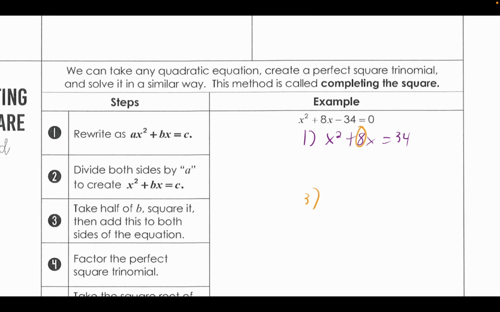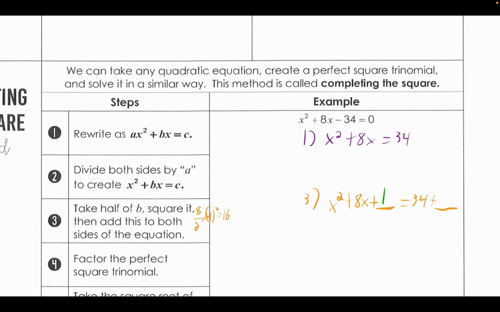So b is 8, and if we take half of b, in this case 8 over 2, we get 4, and we square the 4, we get 16. So half of b and square it. So we end up getting positive 16, and what we're going to do is add that to both sides. So we get x squared plus 8x, and I like to write a blank here in this step, equals 34 plus blank. The reason we add it to both sides is because when you add something to an equation, if you don't add it to both sides, it's not remaining equal anymore. So we have to add it to both sides, just like we added 34 to both sides a moment ago.